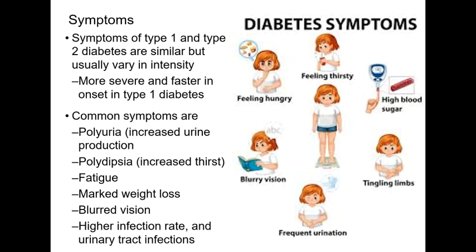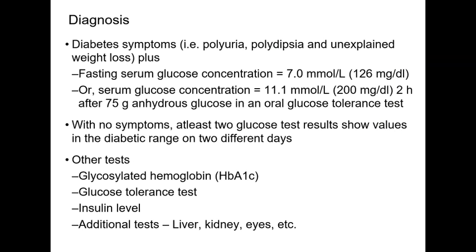So the common symptoms are polyuria, that is increased urine production, polydipsia, meaning there is increased thirst, so the person will be always feeling thirsty and would like to take water. There is fatigue, there is weight loss, there is blurred vision, and there is a higher infection rate, and urinary tract infections can also occur.